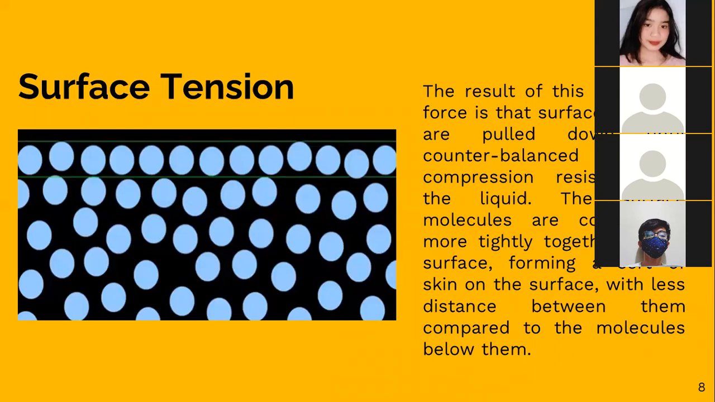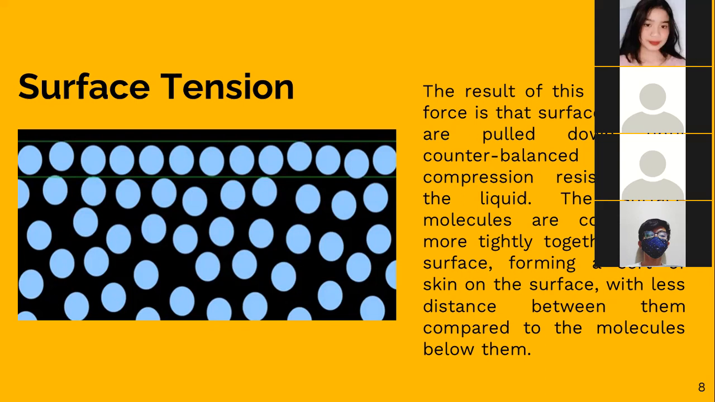The result of these downward forces is that surface particles are pulled down until counterbalanced by the compression resistance of the liquid. The surface molecules are compressed more tightly together at the surface, forming a sort of skin on the surface with less distance between them compared to the molecules below them.